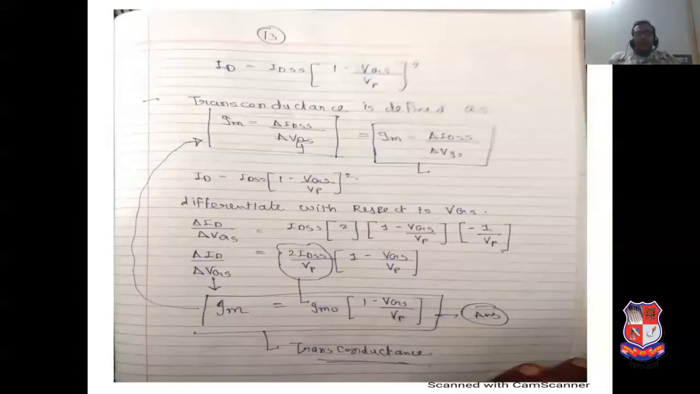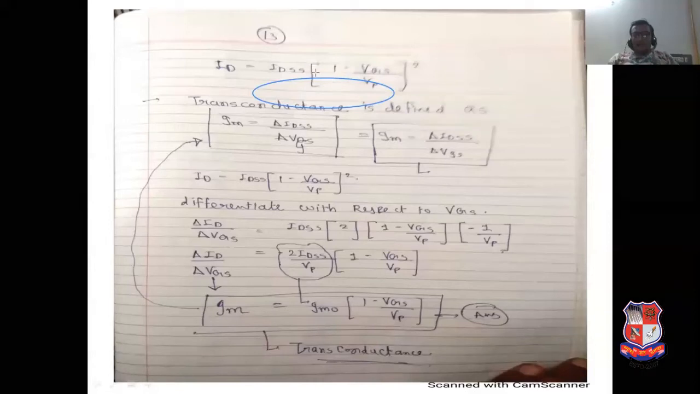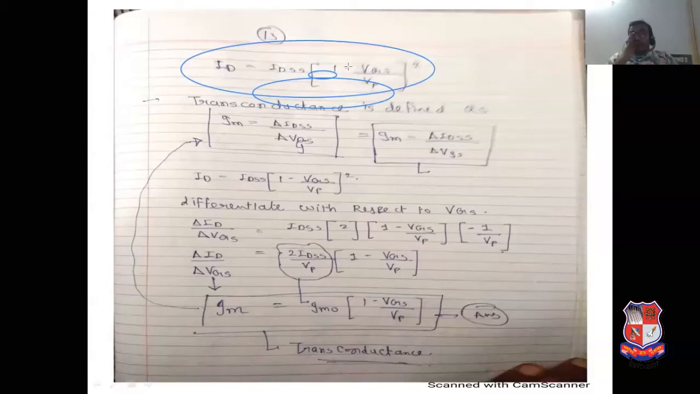Now see, it is the equation of drain current, ID equal to IDSS into (1 minus VGS upon VP) all squared. See this highlighted equation. I have highlighted this with the help of a circle. ID equal to IDSS (1 minus VGS upon VP) all squared. Now what is the transconductance? Transconductance can be defined as delta ID upon delta VGS. Now take the differentiation with respect to VGS.